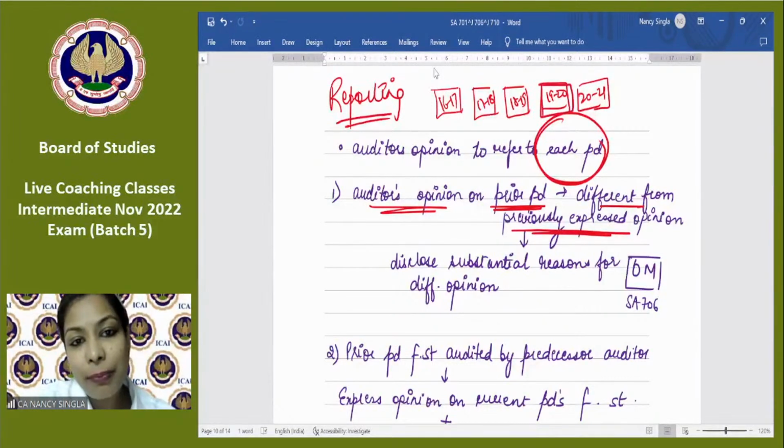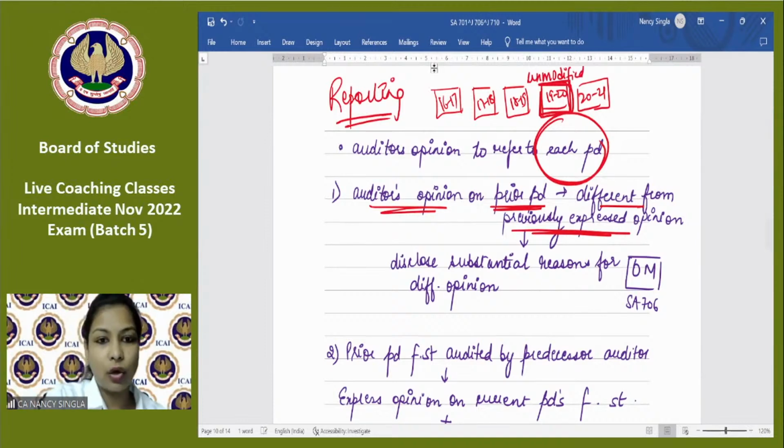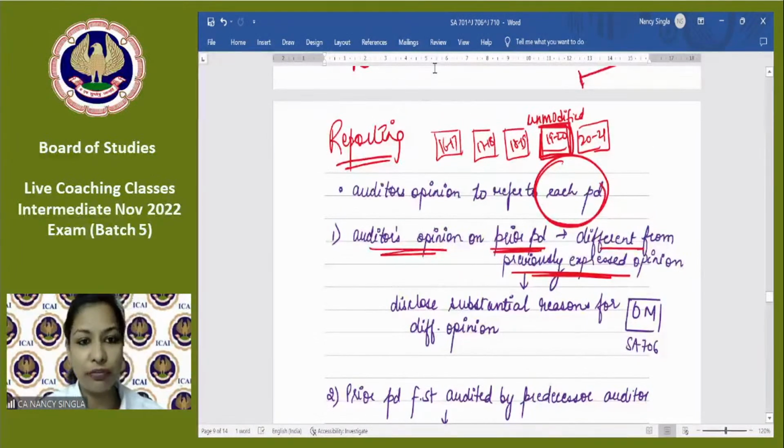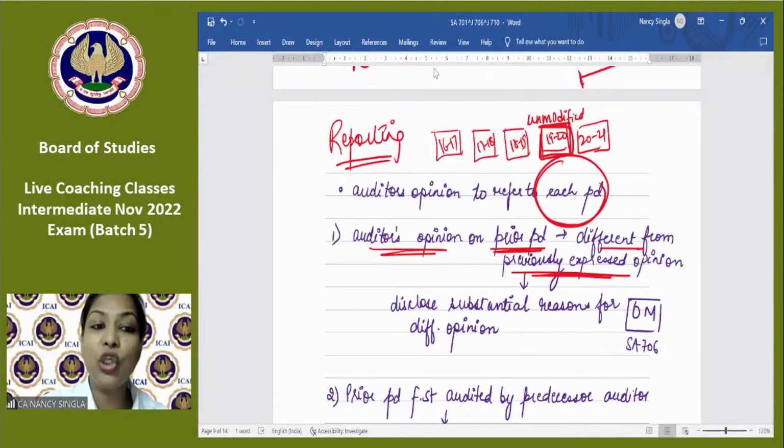Now let's say here it was an unmodified opinion that the last year's auditor gave. And now when you are auditing the financial statement and referring to it in your audit opinion, you find that your opinion is different from what has been previously expressed. You feel it should be modified. So what will the auditor do?